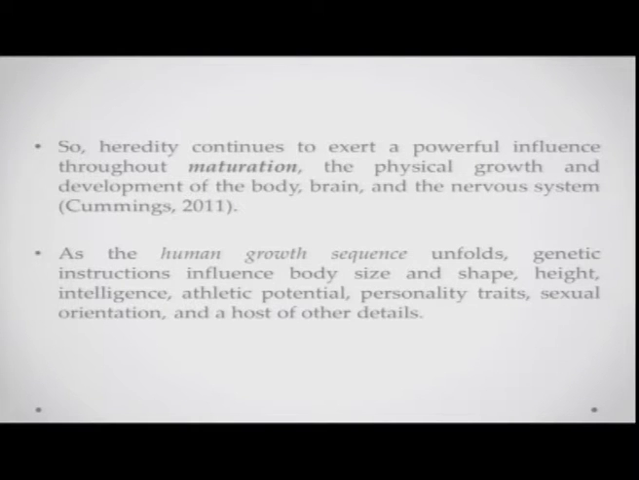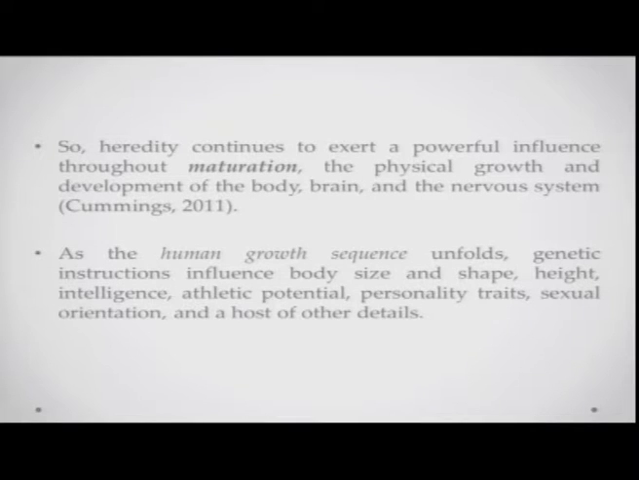The physical maturation goals are complete, the psychological maturation goals are complete, the nervous system is completely developed. Now, as the human growth sequence that is encoded in the DNA unfolds, genetic instructions influence body characteristics like size and shape, height, intelligence, athletic potential, personality traits, somehow sexual orientation, and a host of other details.